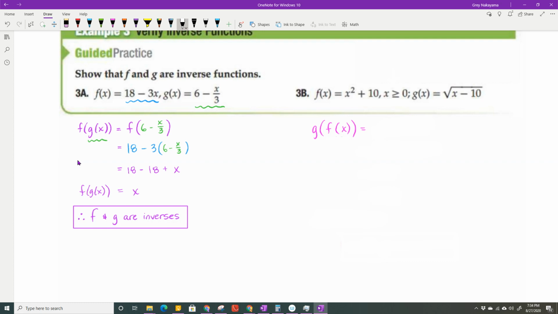Okay? And that's all you got to do. 3b. F of x equals x squared plus 10 for x greater than or equal to 0. G of x equals the square root of x minus 10. Are they inverses of each other?